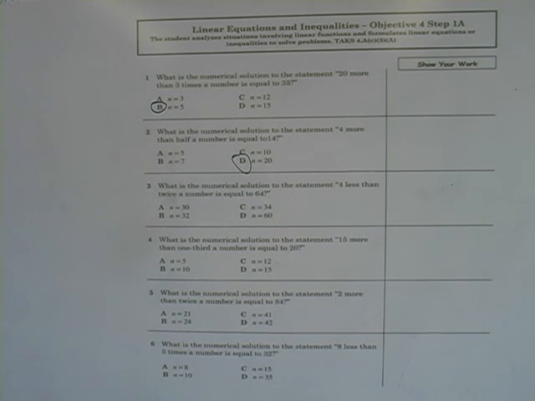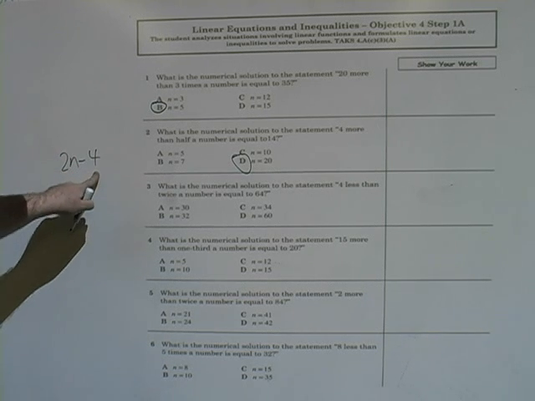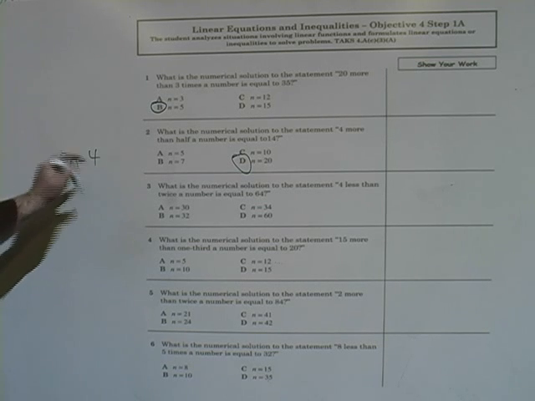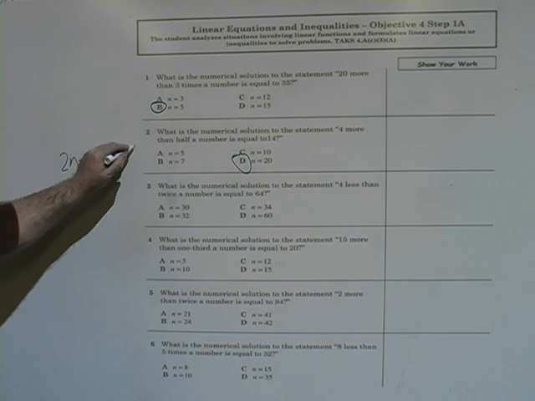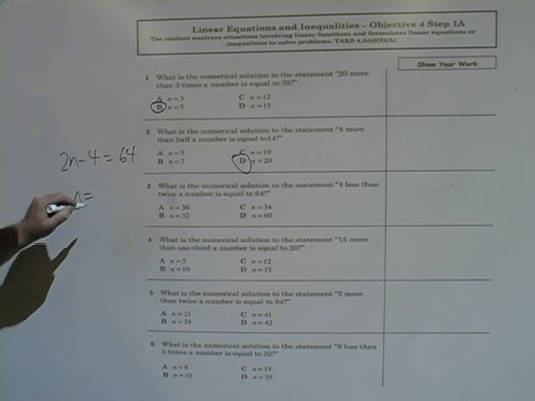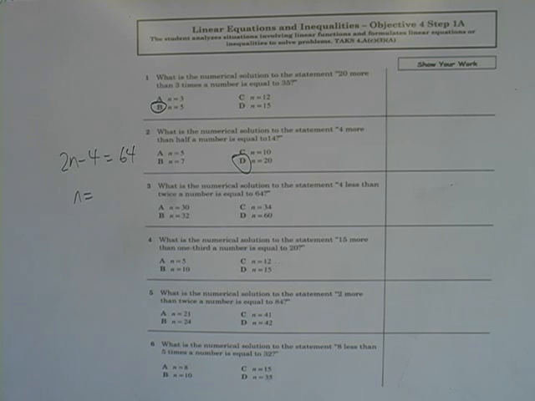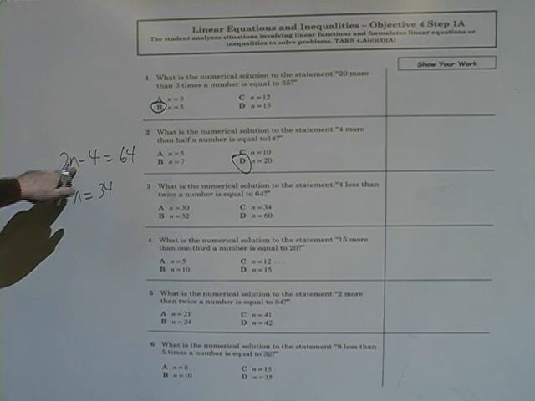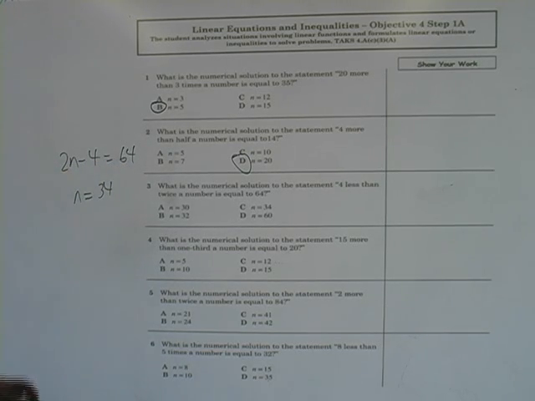Number 3, 4 less than twice a number. Here's twice a number. 4 less than that is 2n minus 4, and that's equal to 64. When you solve this, you get n equals 34. So when I plug 34 in for n, this comes out to be true.